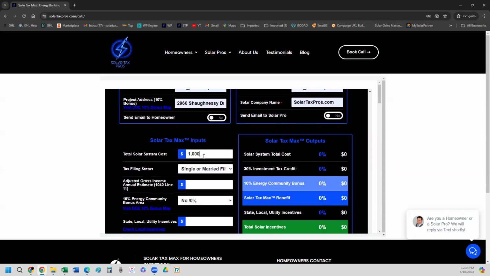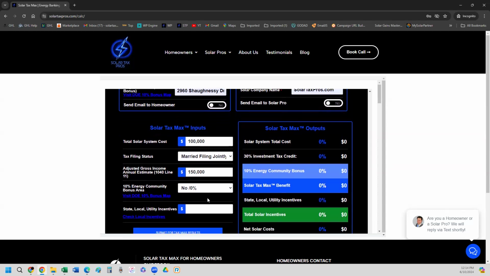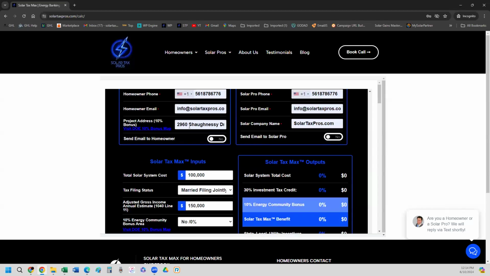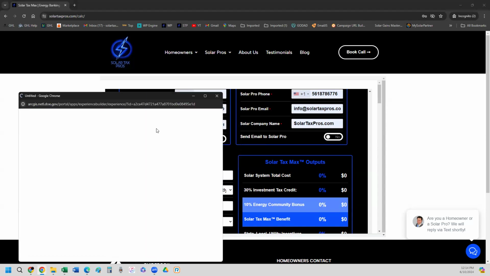So let's just say a solar system is going to cost $100,000, and they are married filing jointly, and they make $150,000 a year. And if they are in an energy community area, what we're going to do is type in an address here, and you can hit Control A, which copies the whole field, Control C, which copies, and then you go to the Department of Energy map.